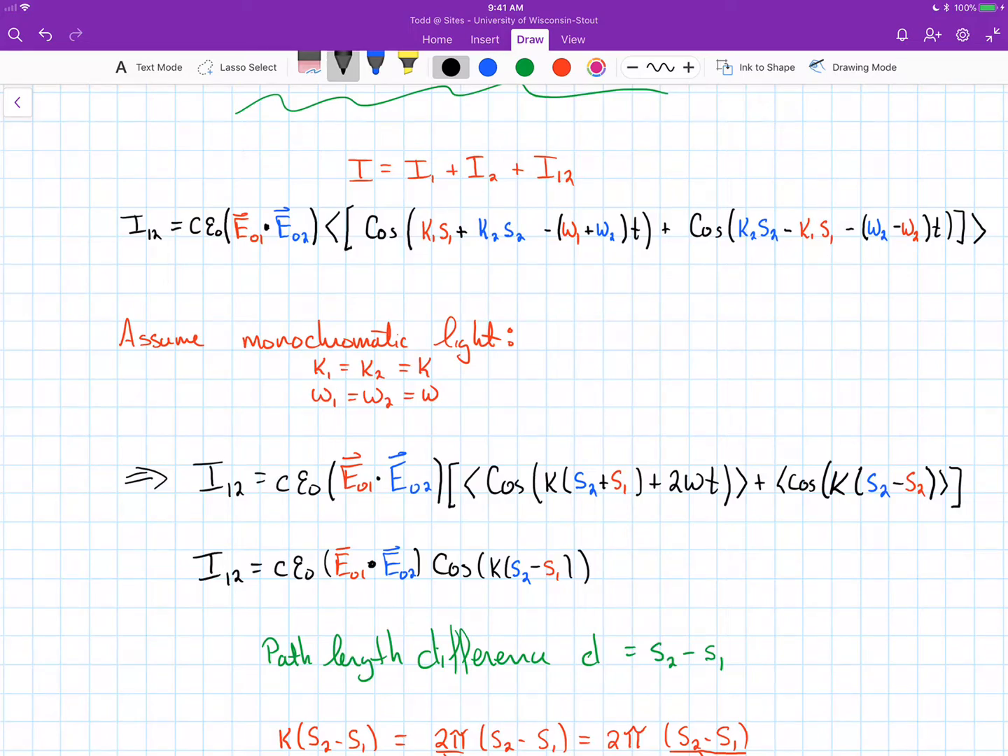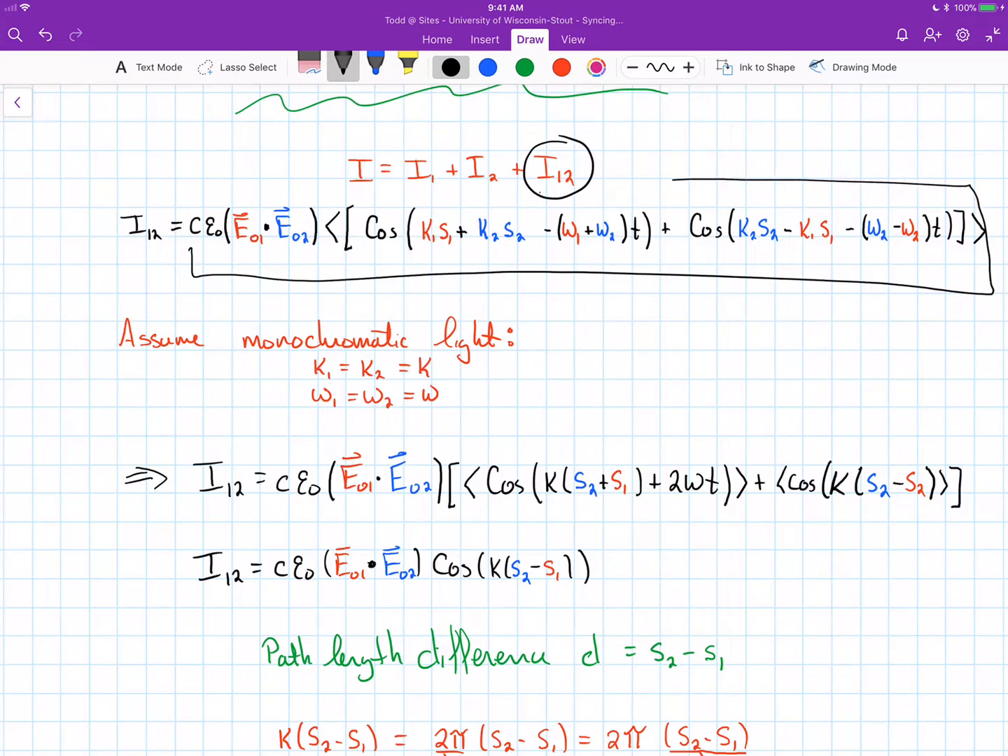So we're looking at the interference term in the irradiance of two electromagnetic waves that are impinging upon a screen. And so this term right here, this irradiance or this interference term, we'll call it I sub 1,2, which is this right here.